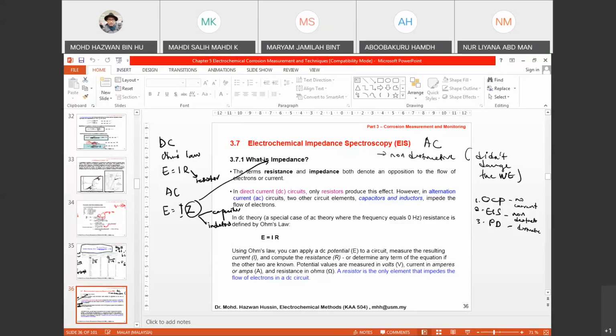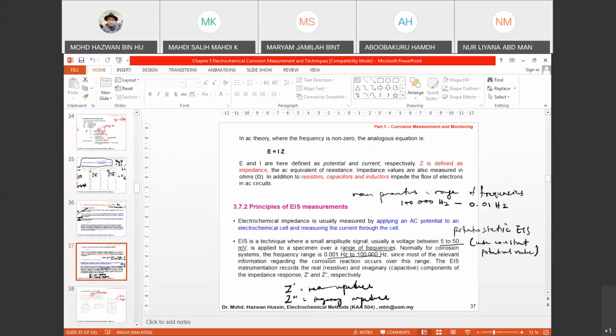In other words, if you are doing a DC experiment, Ohm's law is always potential equals current multiplied by resistance, but in alternating current, the potential equals current multiplied by impedance, Z. And the data that you will get from impedance is basically in terms of real impedance and also imaginary impedance.